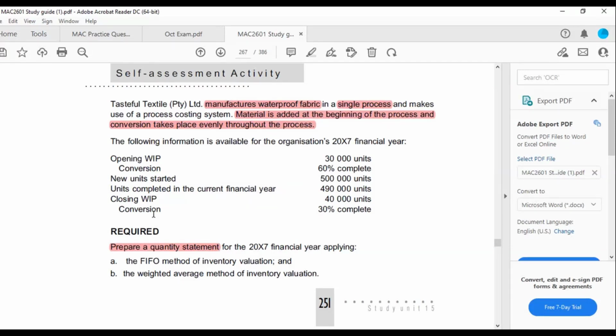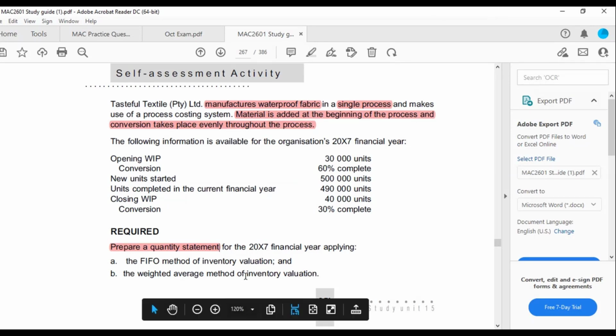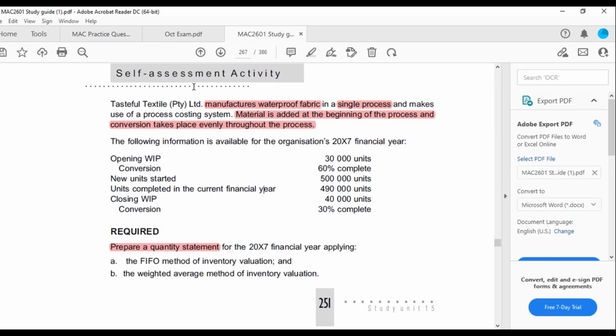Minutes left. Are you guys done? How did you approach the first in, first out method when it comes to process costing? Please take me through your thinking process. Any volunteers?